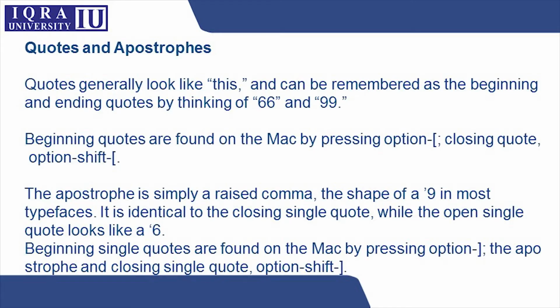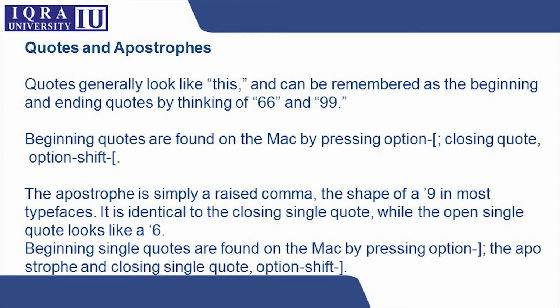Quotes and apostrophes. Quotes generally look like this, you can see on the screen. That means there are two inverted commas. They can be remembered as the beginning and ending quotes by thinking of 66 and 99. So in the beginning of the quote, there should be a 66, and when you're ending the quote, it should appear like a 99. Beginning quotes are found on the Mac by pressing Option and the key you can see on your screen, and closing quotes by Option Shift with a bracket close.